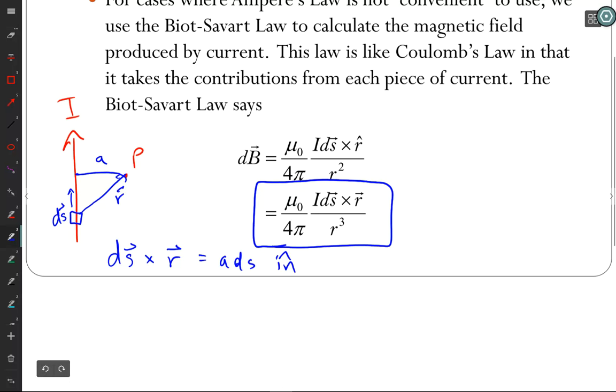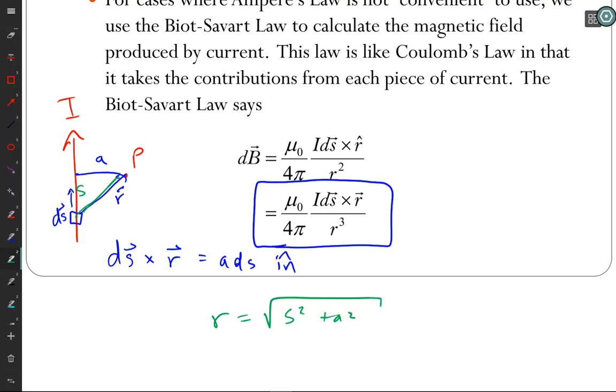And then I have mu naught over 4 pi. That's constant, but r squared. How does r change with ds? Obviously, r is going to be different depending on what your position s is. So r is equal to, well, r squared. No, we'll stay with r. r is equal to the square root of s squared plus a squared. And so you can put that r in, then you have the whole equation.